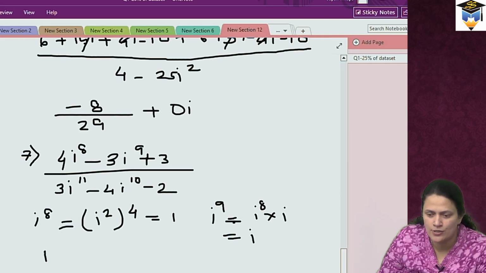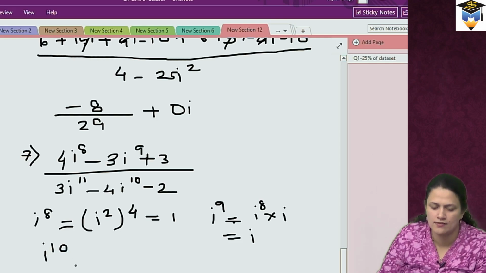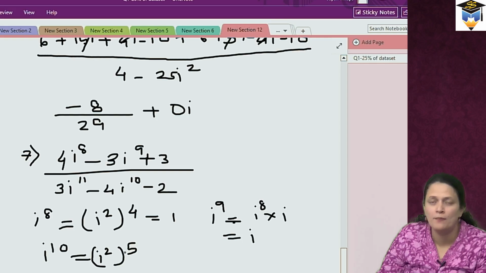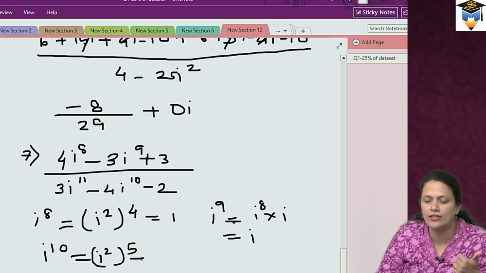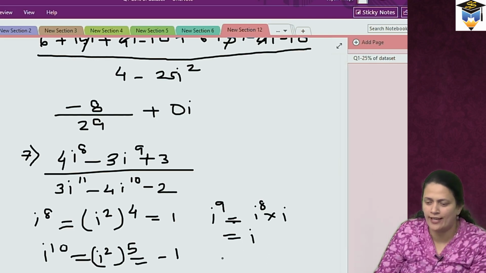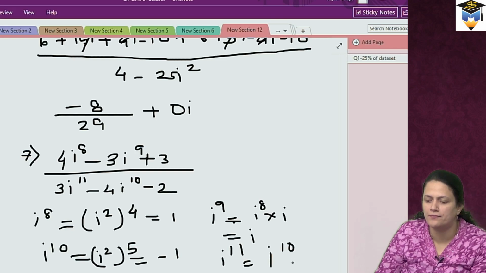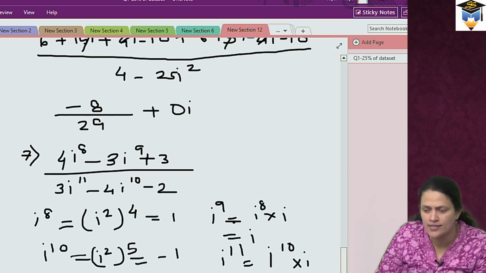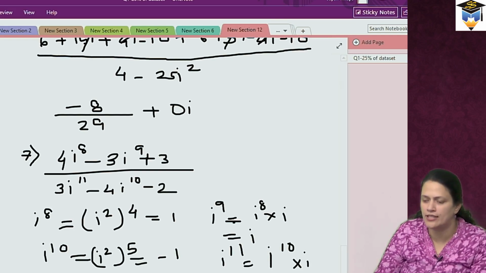Then i raised to 10 and 11. i raised to 10 can be written as i square raised to power 5. So minus 1 raised to an odd power is always minus 1. And i raised to 11 can be written as i raised to 10 into i. Okay, so i raised to 10 is minus 1. Minus 1 into i is minus i. Okay, please write this down, all of you.